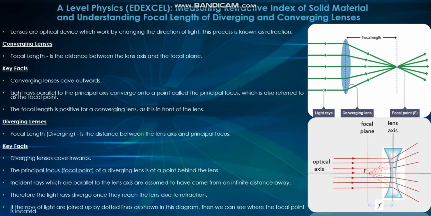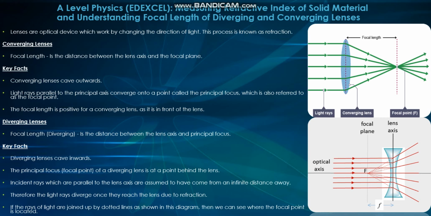Now moving on to lenses, we need to understand what lenses are. Lenses are optical devices which work by changing the direction of light, and this process is known as refraction. For converging lenses, the focal length is defined as the distance between the lens axis and the focal plane. Some key facts for converging lenses are that they cave outwards, and light rays parallel to the principal axis converge onto a point called the principal focus, which is also referred to as the focal point. The focal length is positive for a converging lens as it is in front of the lens.